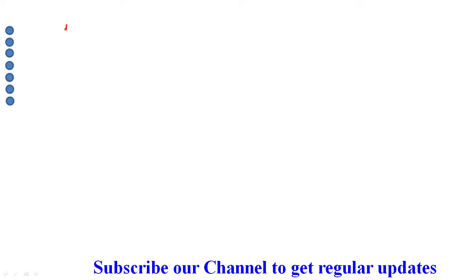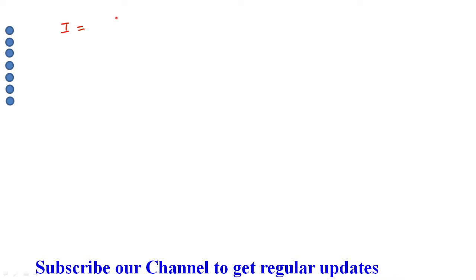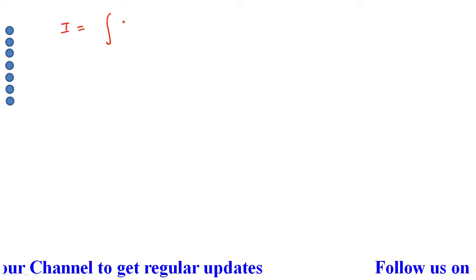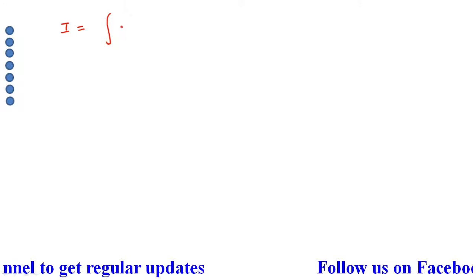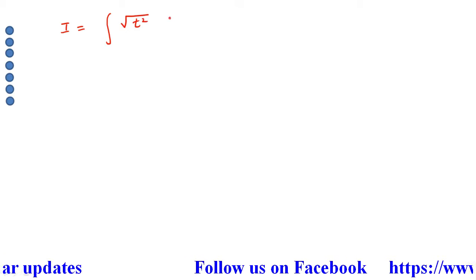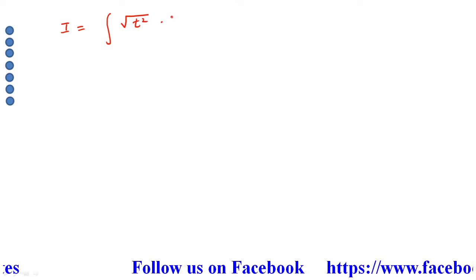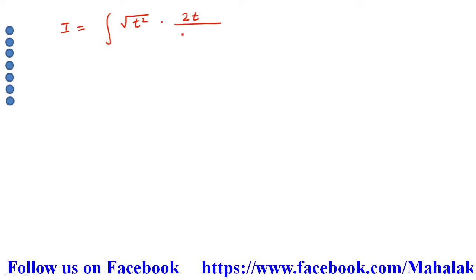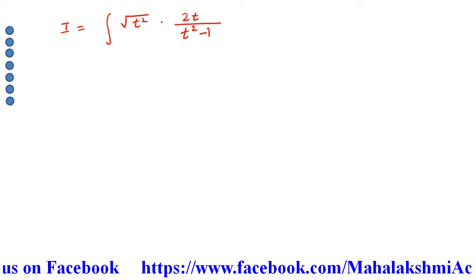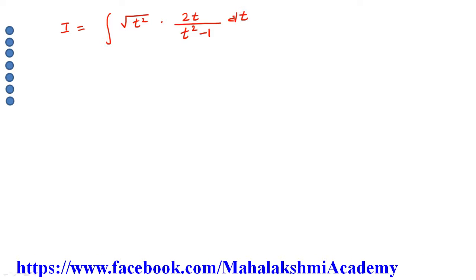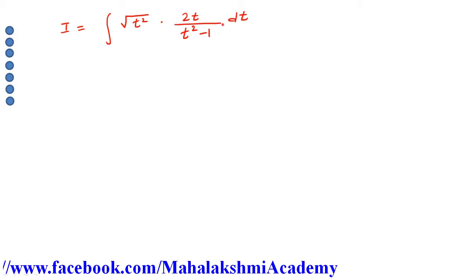The last step I am just writing again because I need it. So I equals the integration symbol, we had replaced the square root of e to the power x plus 1 by t square, so we have square root of t square there, then we had replaced the dx value, that was 2 multiplied by t upon t square minus 1, then dt. So this is the value we obtained after all the replacements.